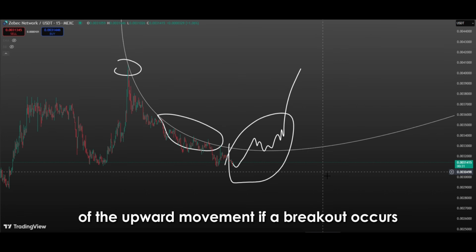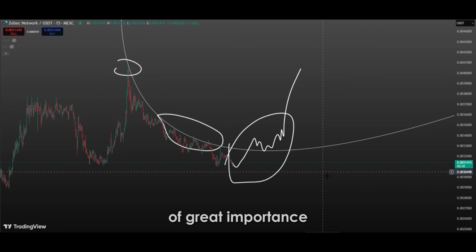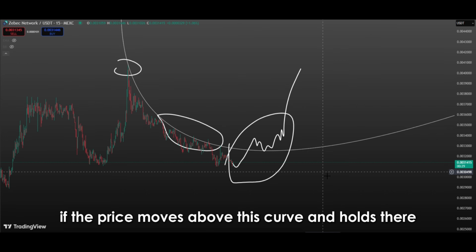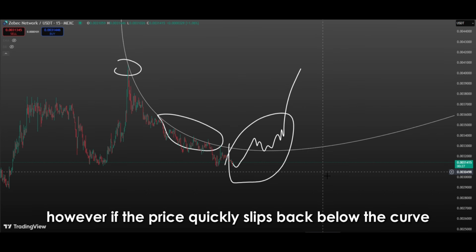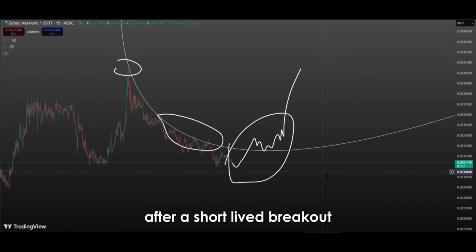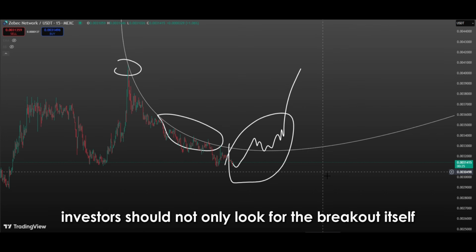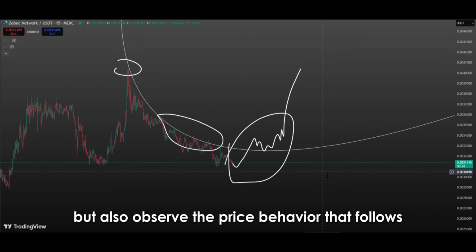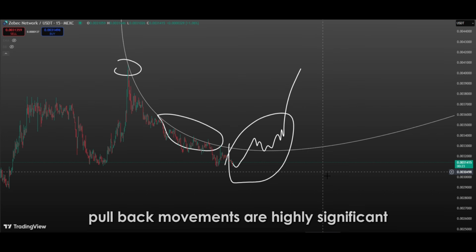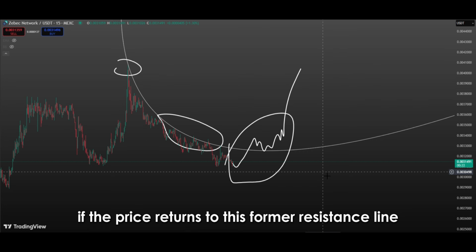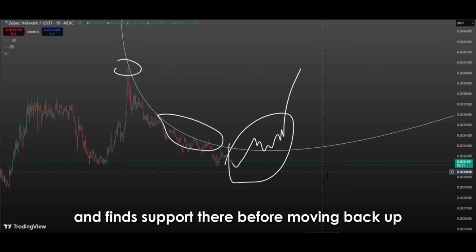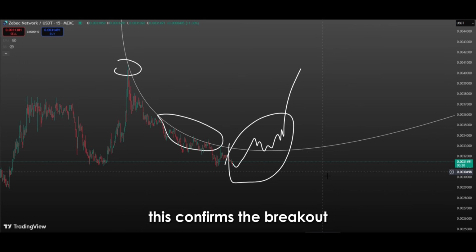If a breakout occurs, how the market reacts to this structure is of great importance. If the price moves above this curve and holds there, it signals the beginning of a new uptrend. However, if the price quickly slips back below the curve after a short-lived breakout, this is considered a false breakout. Therefore, investors should not only look for the breakout itself, but also observe the price behavior that follows. At this stage, pullback movements are highly significant. If the price returns to this former resistance line after the breakout and finds support there before moving back up, this confirms the breakout and generates a strong buy signal for investors.